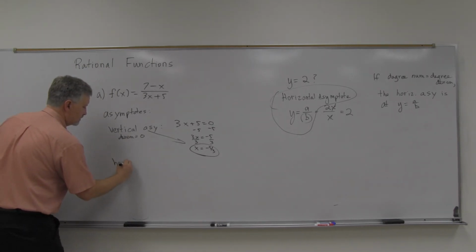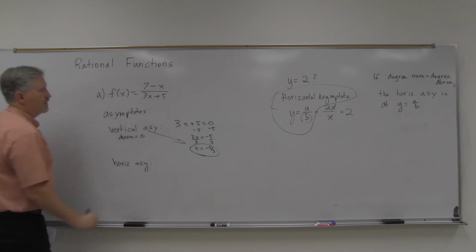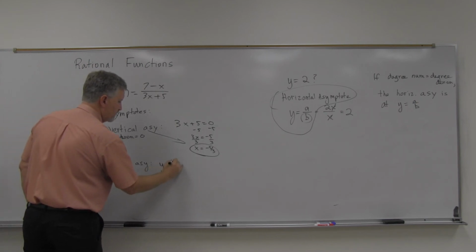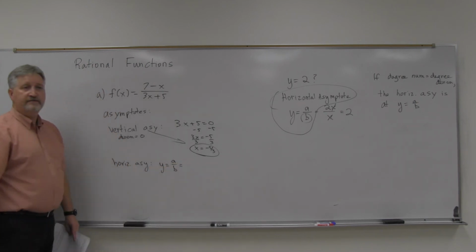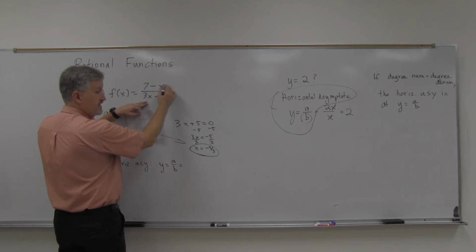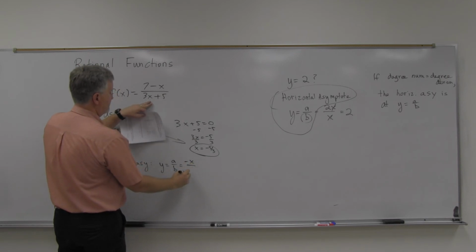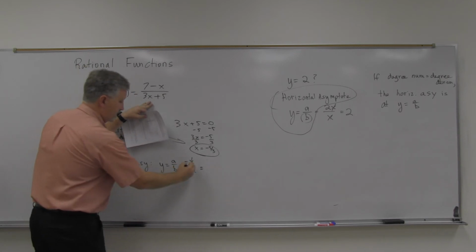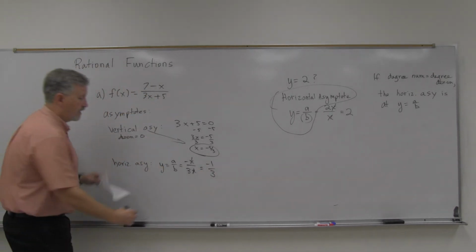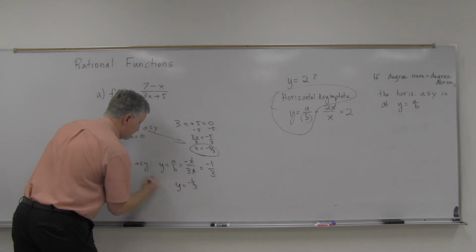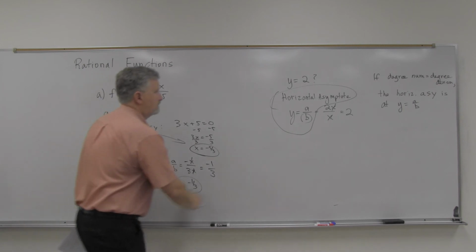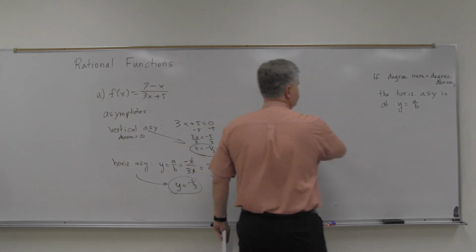Horizontal, how do I do that? Well, if the degrees are equal, you do y equals a over b. Now, in this particular case, what's my a, what's my b? A is negative x, isn't it? And then b is 3x, and so the x's cancel, so that's negative 1 over 3. So y equals negative 1/3. That's my horizontal asymptote. Is that okay?